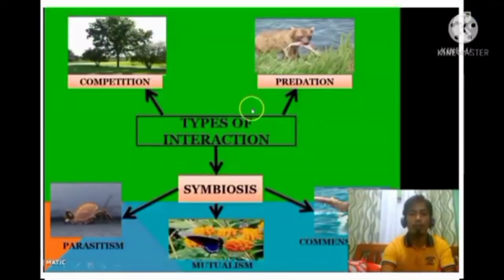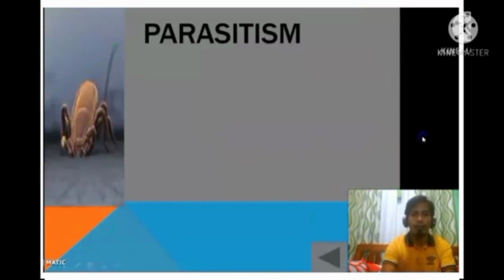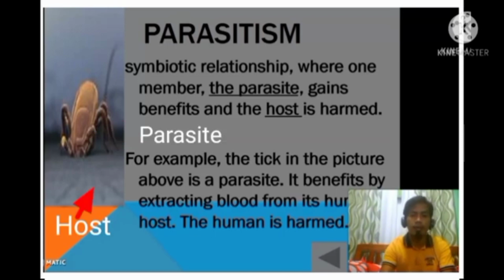And lastly, the third type of symbiosis is parasitism. So when we say parasitism, it is a symbiotic relationship where one member, the parasite, gains benefits and the host is being harmed. For example, in this photo, the tick in the picture above is a parasite. It benefits by extracting blood from its human host. The human is the host and the tick is the parasite.